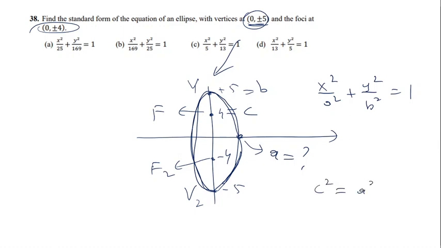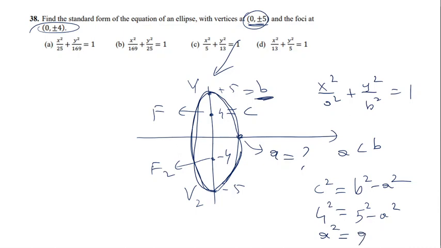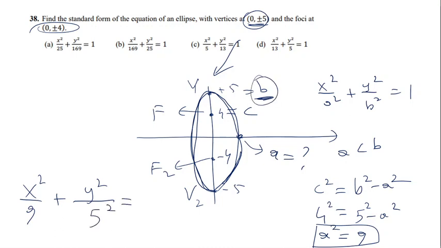Which one? Is it this one? No, because a is less than b. So this is a vertical ellipse. So b is bigger than a. So it has to be b squared minus a squared. So it will be 4 squared is equal to b squared, which is 5 squared, minus a squared. And after you do this calculation, you will end up with a squared equal to 9. Now we know a squared equal to 9. That has to be 9 plus y squared, under y squared we have b squared, which is 5 squared. So this is equal to 1.